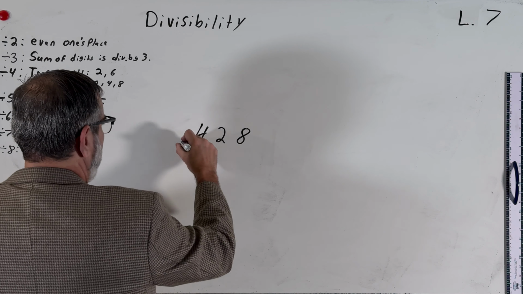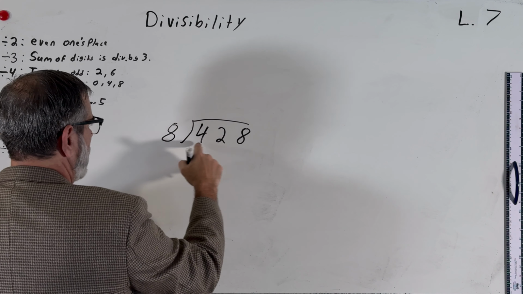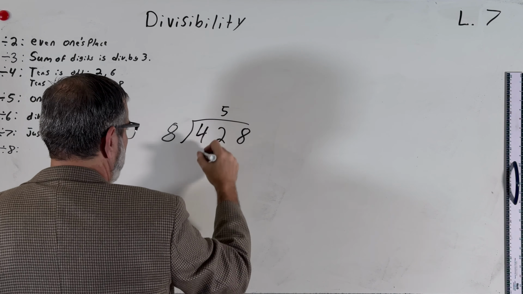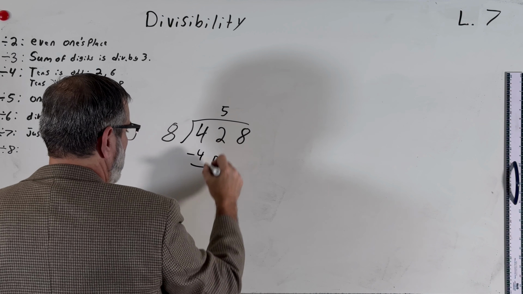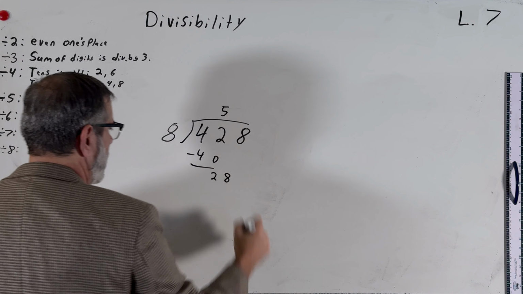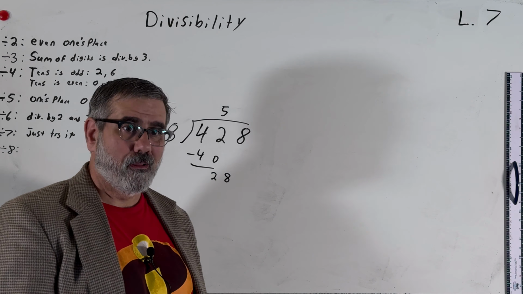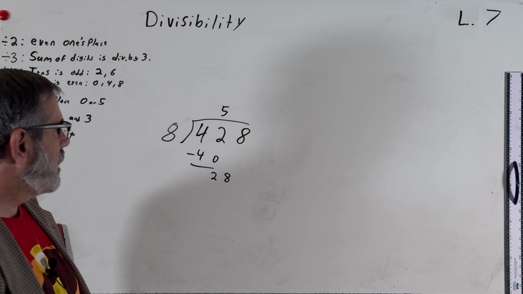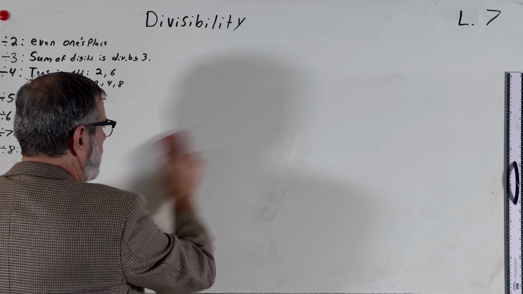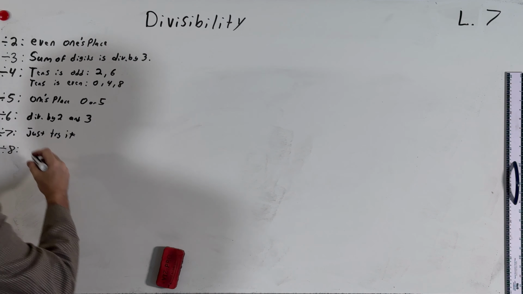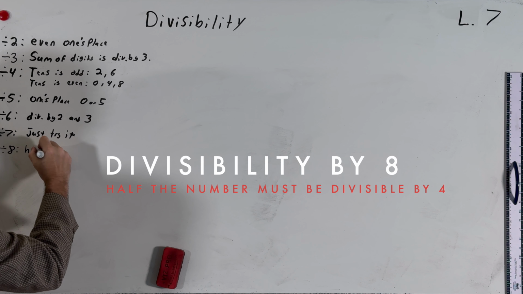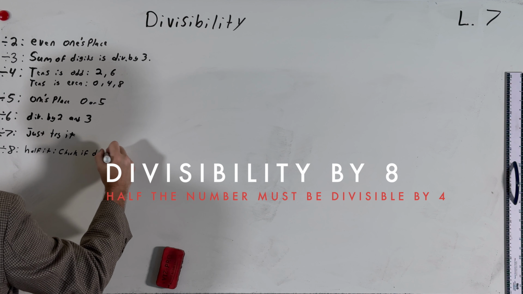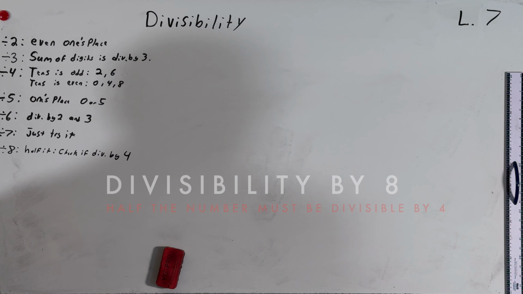So if I try to divide 8 into this, 8 goes into 4. Well, it doesn't, but 8 goes into 42. We can get it in 5 times. 5 times 8 is 40. 42 minus 40 is 2. Drop down 8. 8 goes into 28. Well, no, it doesn't. 3 times will get me 24 with a remainder of 4. So as you can see, 428 is not divisible by 8. So I'm going to say half it. Check if divisible by 4.